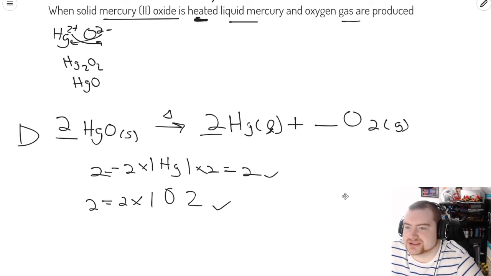Okay, so that's balancing reactions that are written out. And this is just synthesis and decomposition. Next time, we're going to do some more complex ones.